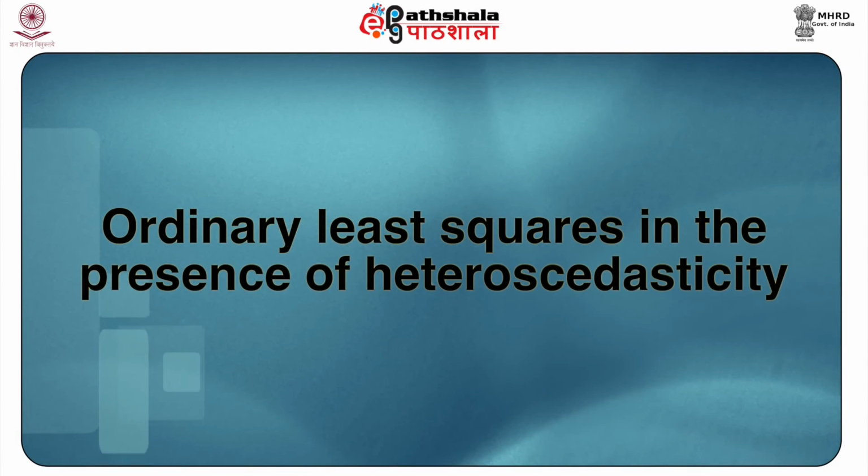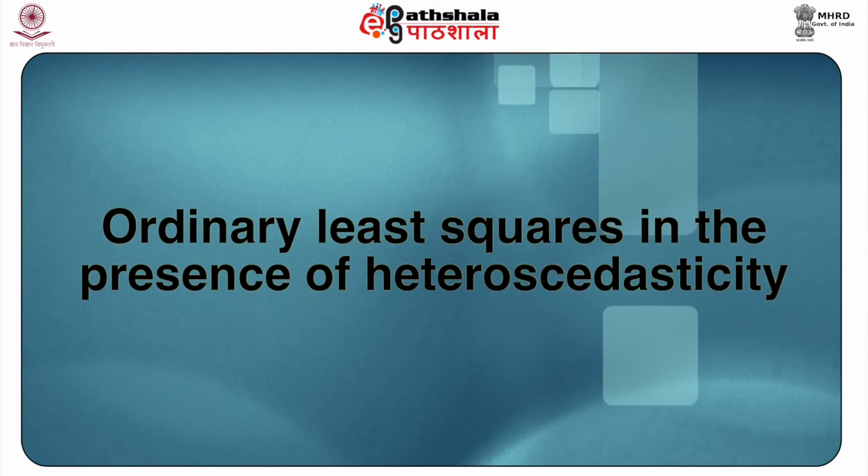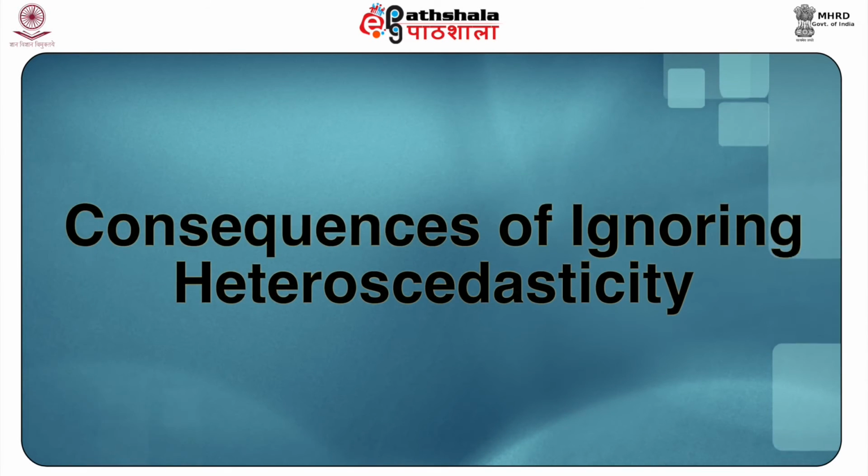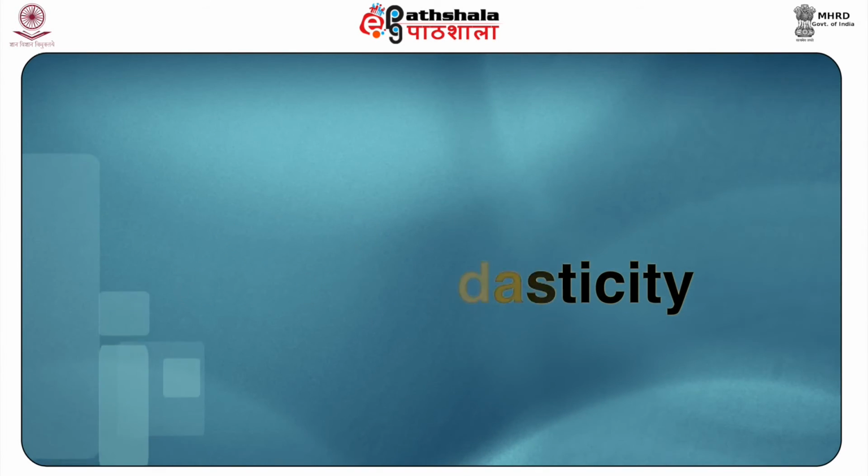Now let us try to understand ordinary least squares in the presence of heteroscedasticity. If the error terms in a k-variable regression model are heteroscedastic and ordinary least squares is still used as the estimation procedure, then there are serious consequences for estimation, interpretation, and statistical inference. Consequences of ignoring heteroscedasticity are discussed now.